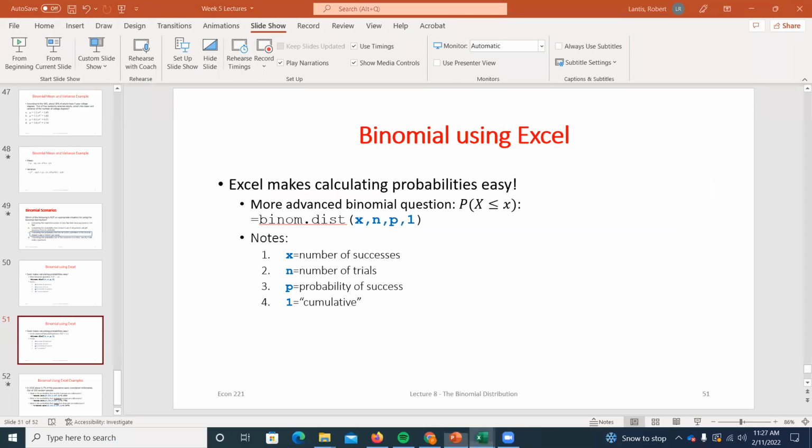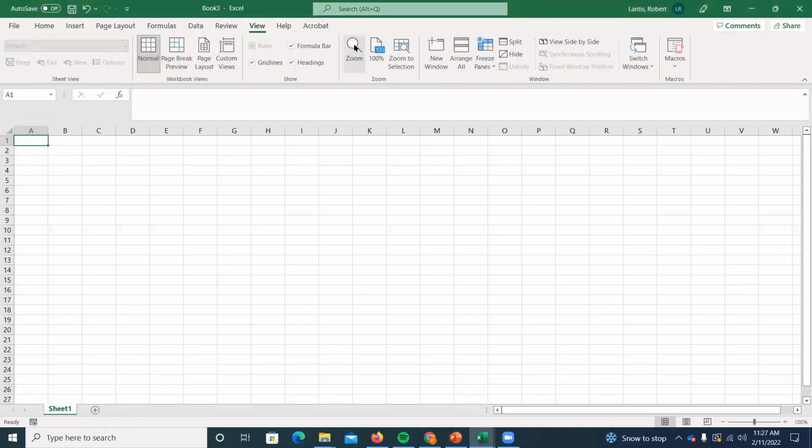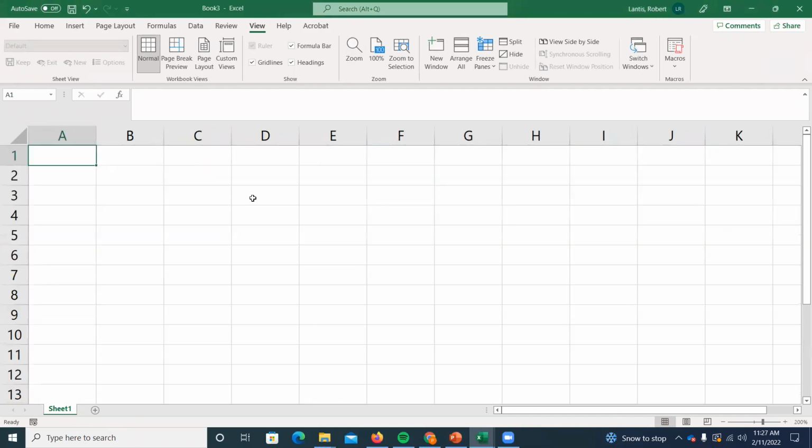All right, so I want to show you a few things in Excel, and then I have one more example I'll show you at the end that tries to connect some things we've talked about in the past to some of this stuff today about the binomial. So I'm just going to set up the 3 things that I need for my binomial distribution.